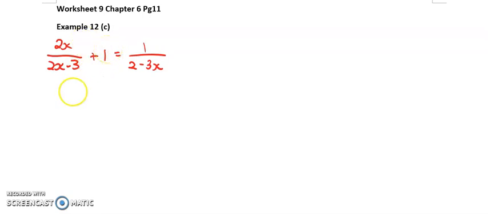So for such a situation, remember the objective is to make the same denominator. Okay, so on the left hand side there's a plus 1. So how do we make 1 have the same denominator as 2x minus 3? Okay, so if you can relate to what you have learned in primary school, 1 is actually a fraction of 1 over 1. Okay, but as a whole number we write it as 1. And in order to make the same denominator, okay, we multiply by 2x minus 3 on the numerator and the denominator.